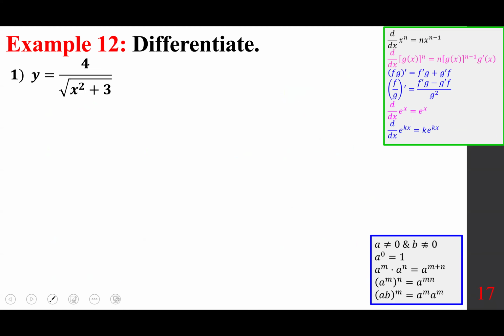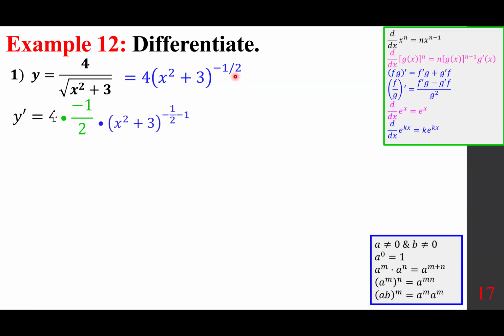We want to differentiate this, and the very first step is to get rid of this square root. So it's x squared plus 3 to the power of positive 1/2, which comes up with a negative 1/2 in the exponent. We get it ready for the extended power rule, everybody. So 4 remains, times negative 1/2, times the same thing to the power of negative 1/2 minus 1, times the derivative of the inside, 2x, by the chain rule. So that's the g prime.